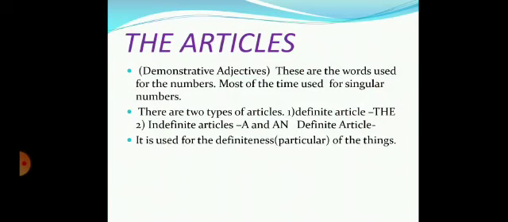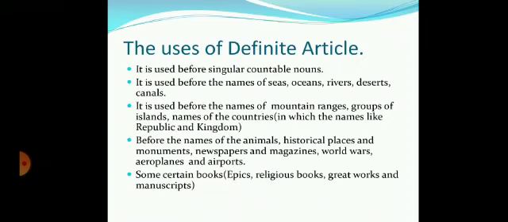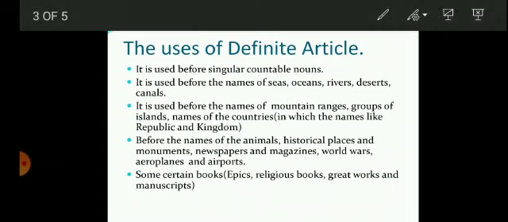There are three articles: a, an, and the. Among these three articles, we have two types. The first one is the definite article, that is, the. The second type is called indefinite articles. What is the definite article? The word definite indicates the definiteness of the things or the nouns. It means it is used when the noun indicates the particularness of the things, when we have a lot of definite information about the things.